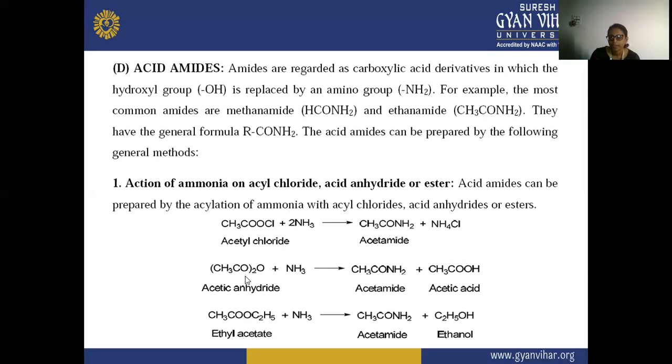Next is acetic anhydride. In acetic anhydride, the CH3CO moves out and gets attached to NH2, and there is a formation of acetamide. After that, CH3COO reacts with the positive H, and there is a formation of acetic acid. So NH2 has the negative charge and CH3CO has the positive charge, so both get bonded and acetamide is formed. In the ammonia, NH2 has the negative charge and H has the positive.